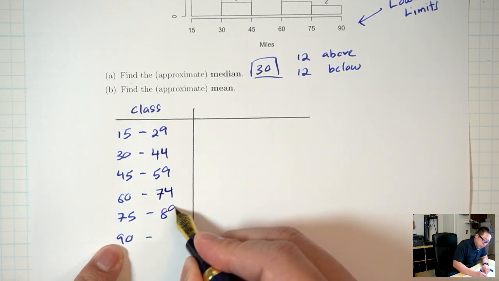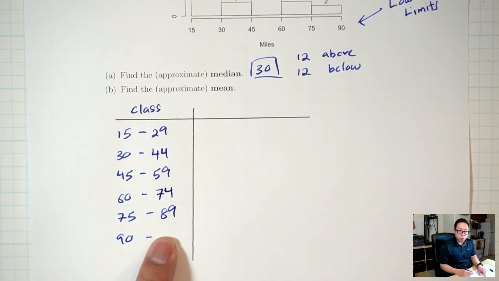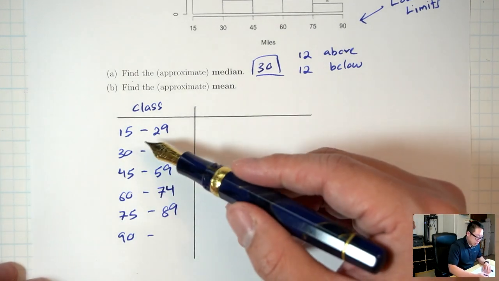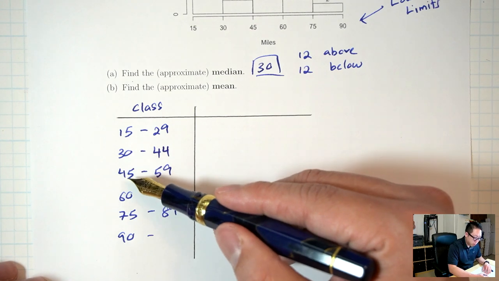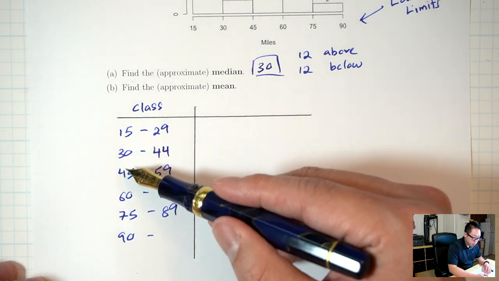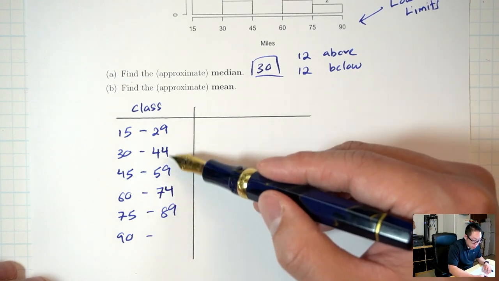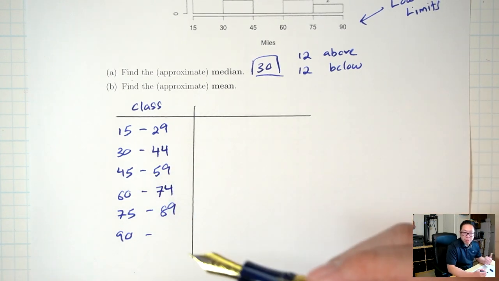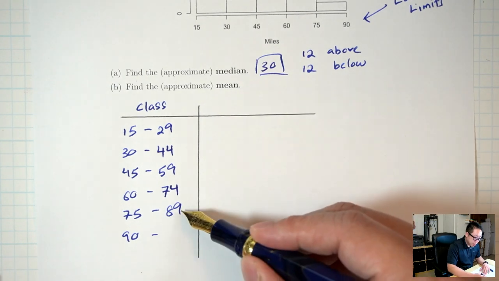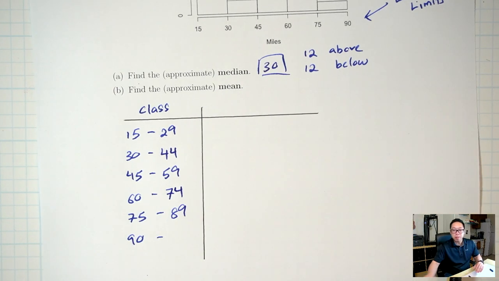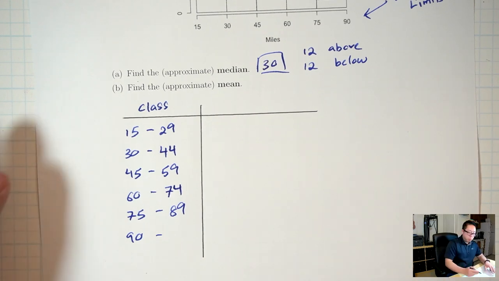And for this last one, the easiest way is to figure out what your numbers are going up by. 15 to 30, 30 to 45, 45 to 60. These numbers are going up by 15, and these numbers are also going up by 15. This is the class width, which means this last one should also go up by 15. So 89 plus 15 is 104.